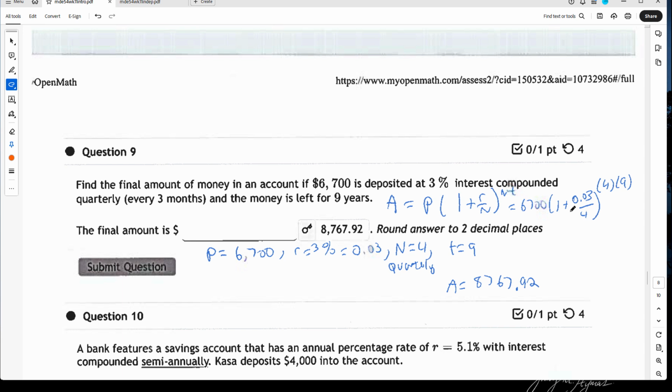The final amount, the future value, is $8,767.92. Don't forget that you have to multiply that exponent. The exponent here is 4 times 9, so everything is going to be raised to the 36th power.